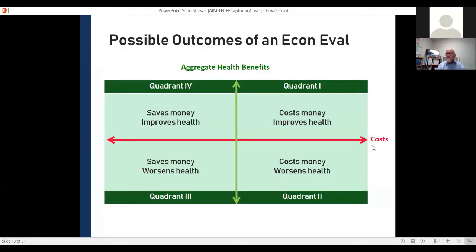Possible outcomes of an economic evaluation can be summarized by this 4-quadrant matrix. And just in your chat box, where do you think would be the ideal place to be in terms of outcomes? Go ahead and write your answer into the chat box. So quadrant 1, 2, 3, or 4.